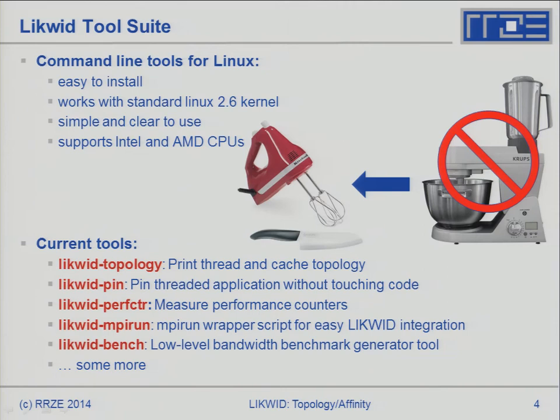And LIKWID MPI run tries to give you an abstracted wrapper layer where you tell it, I want to run 1 process per socket, 6 threads per socket, and do it. And then it does it. Okay? This is not very well tested, so we are really interested in getting more users to work out the bugs. Likwid-bench is a low-level bandwidth benchmark generator tool. We will see later in the lecture how important it is to do low-level micro-benchmarking, and Likwid-bench is a tool for that. And there are some more tools which are not so interesting.